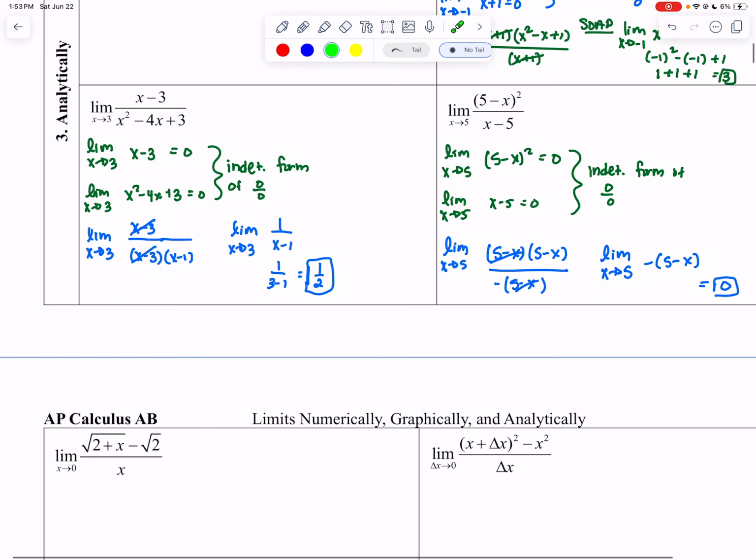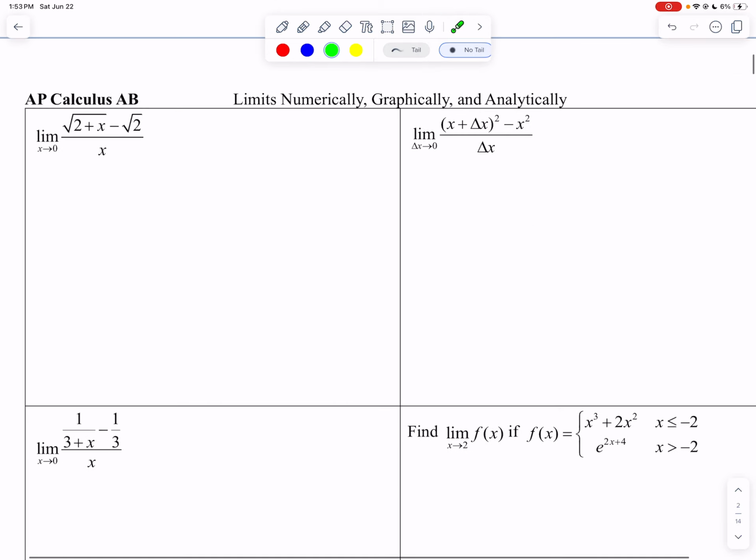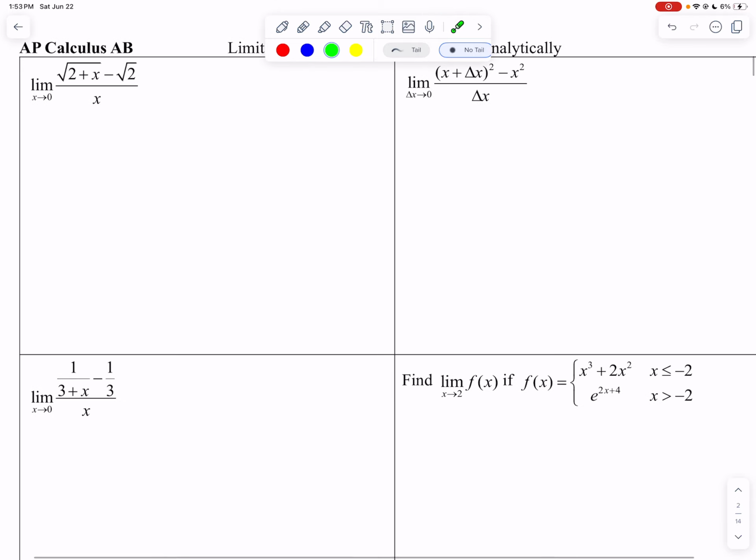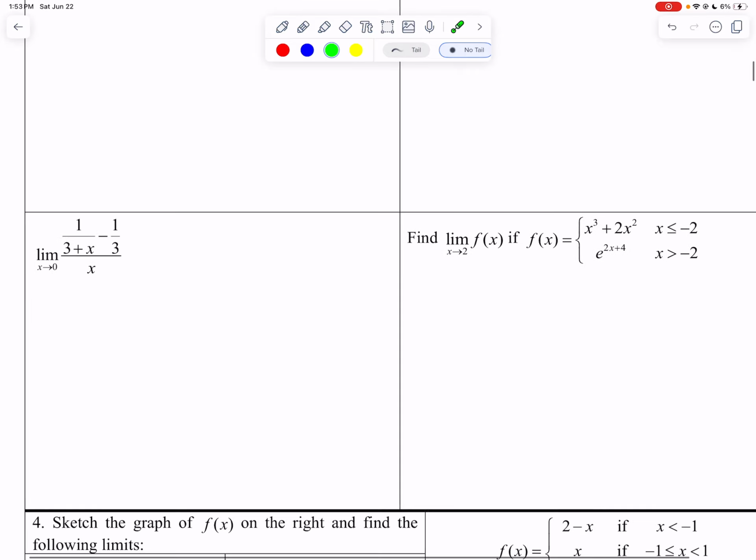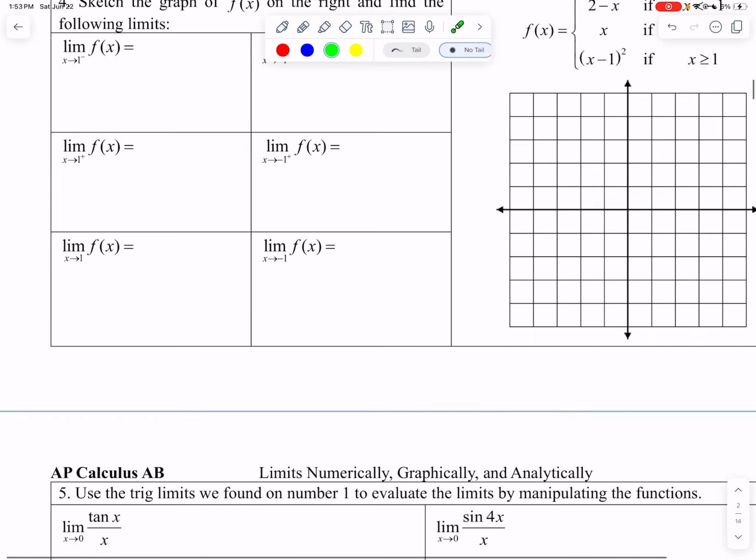All right, in the next video, we'll talk about more complicated limits. Well, they're not really complicated, but more limit strategies. And then we'll talk about piecewise functions and all of that good stuff.